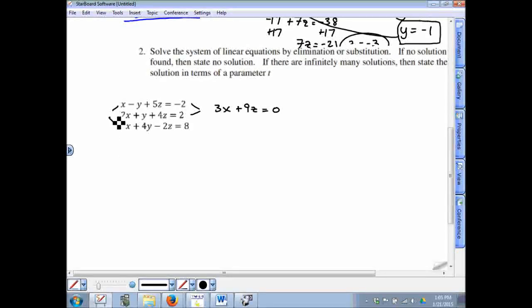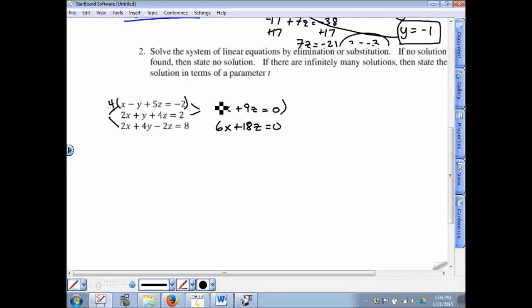Now, if we combined the top and the bottom one, but multiplying the top by 4, then that's going to give 4x minus 4y plus 20z equals negative 8. So 4x and 2x, that makes 6x. Negative 4y, positive 4y cancel. That makes 20z minus 2z, that's 18z. And then 4 times negative 2 is negative 8. Negative 8 plus 8 is 0.